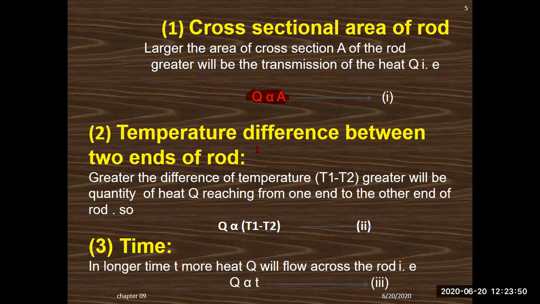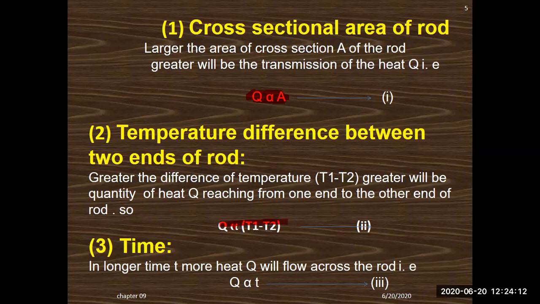In summer, it takes a longer time for tea to get colder, but in winter it takes very much less time to get colder. Why? Because the transfer of heat becomes faster. So this is the same. The more the temperature difference, the easier it will be for the transfer of heat. So the greater the difference of temperature, the greater will be the quantity of heat reaching from one end to the other end of the rod.